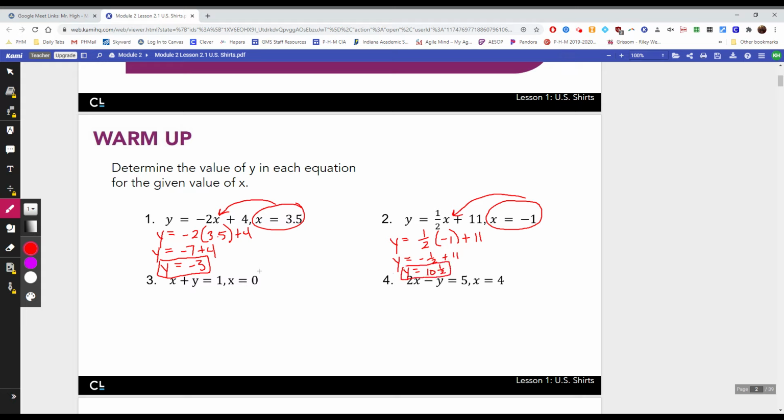For number 3, here's our value of x. We're going to substitute that in. So the equation is going to become 0 plus y equals 1. Well, if 0 plus y equals 1, that means y has to equal 1.